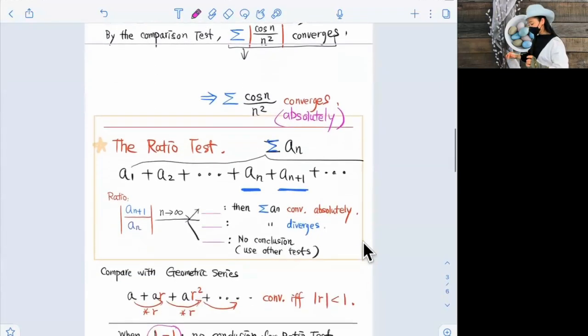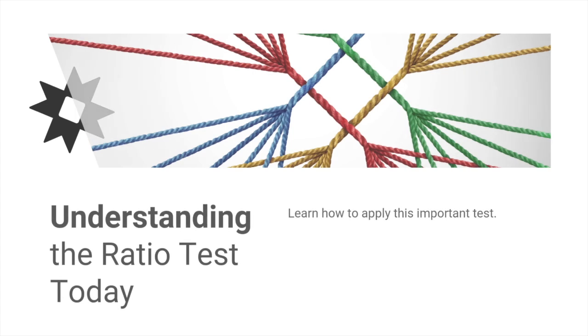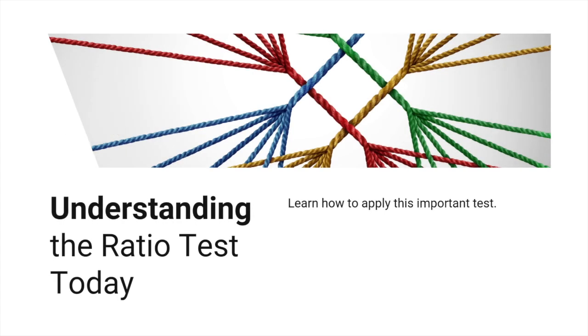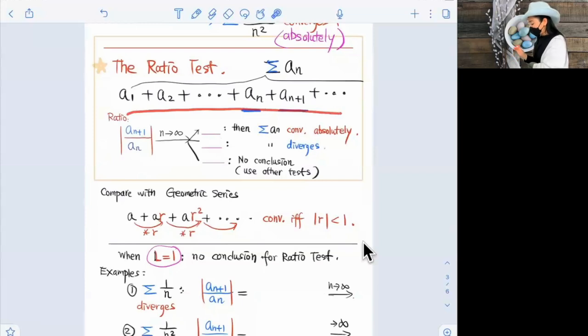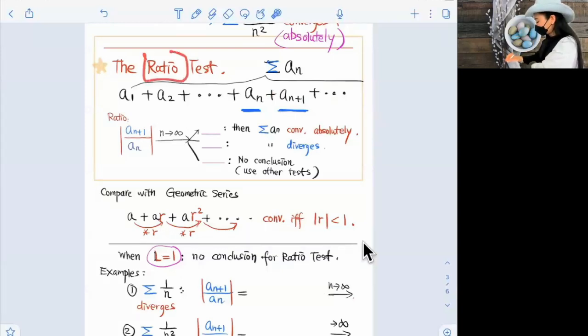Now we're going to go to the ratio test. So now we have this series. Let's look at the nth term and the term after that. What we do here is look at the ratio. It's the ratio test. So look at the ratio of this one over this one, the next term over the term before. Look at this ratio, the absolute value of the ratio, as n goes to infinity.